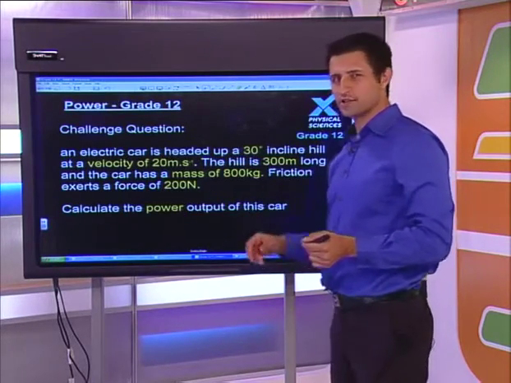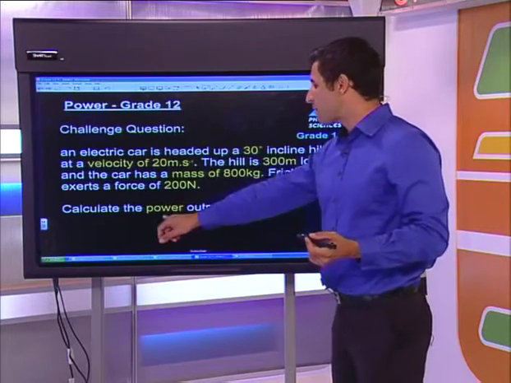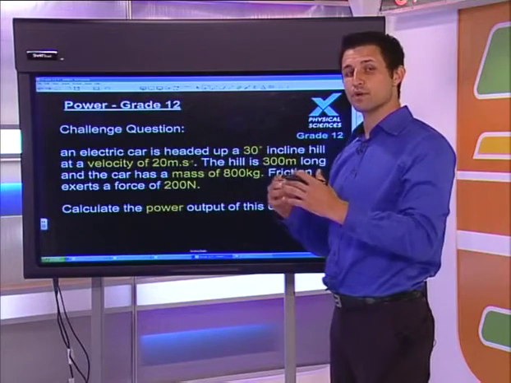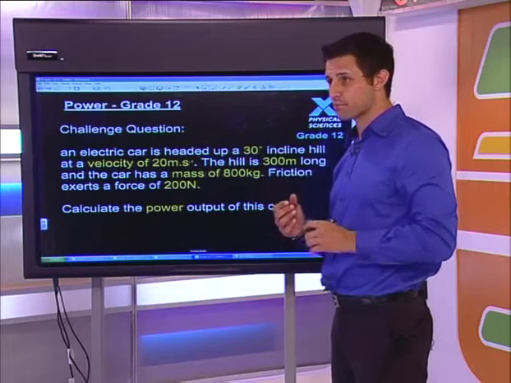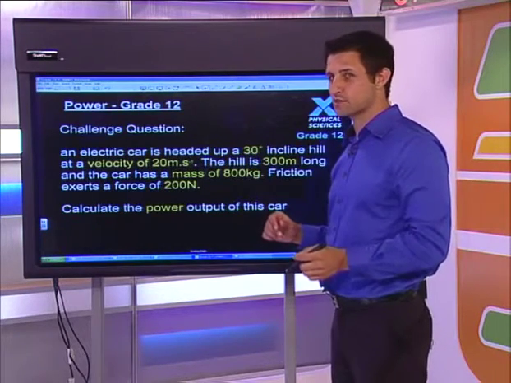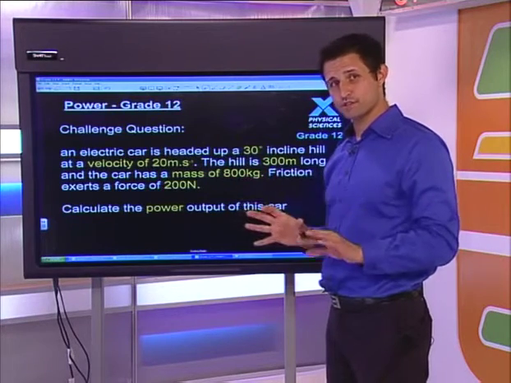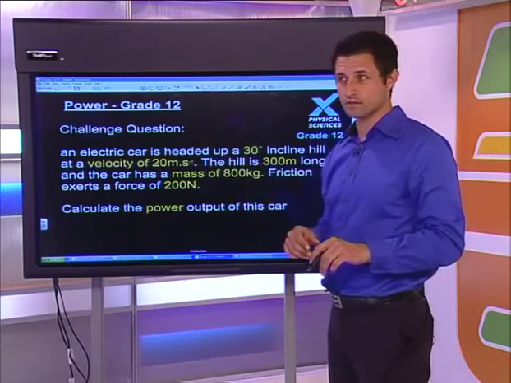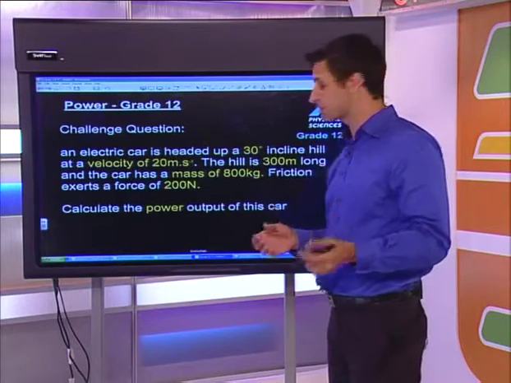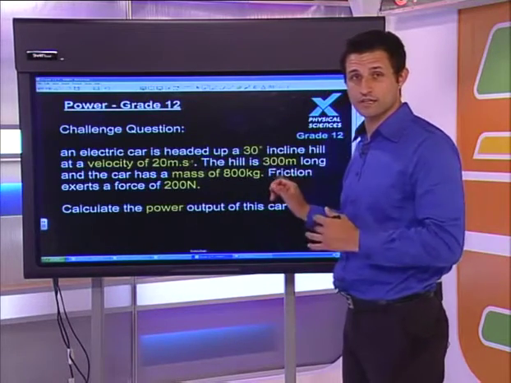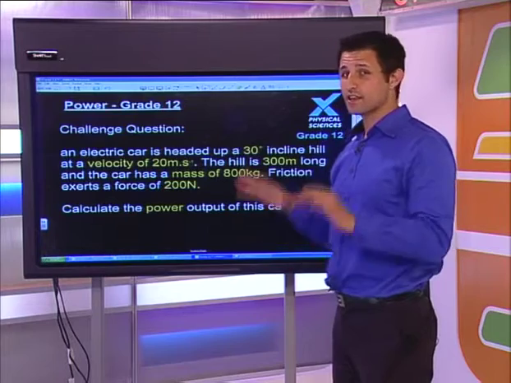Now, if I go back to grade 10, or at least I remember grade 10, power can be defined as the rate at which work is done, work over time. And that's the first approach that I'm going to be taking. I'm going to take work divided by time. But the problem with this is I need to find out how much work is done and how much time it takes to get all the way up this 300-meter hill at 20 meters per second. There's a lot of information.